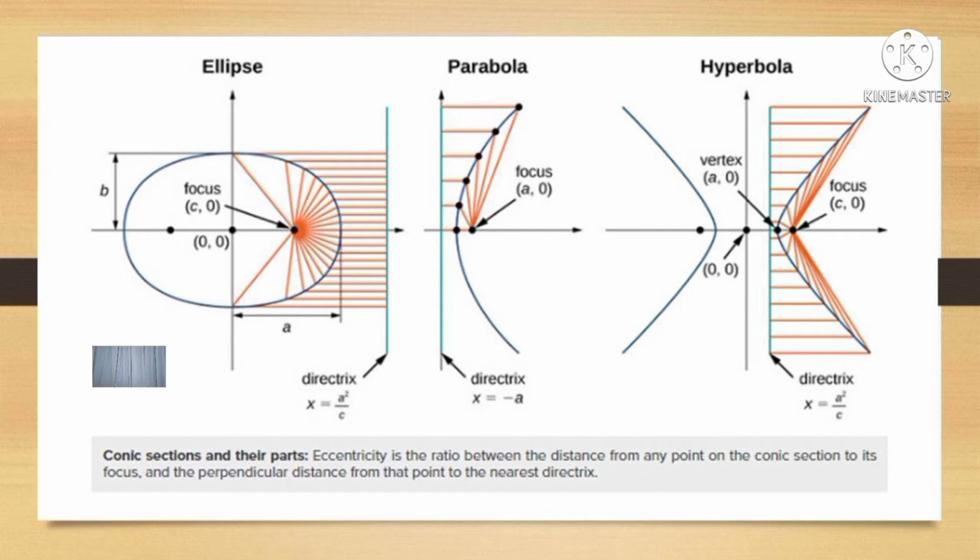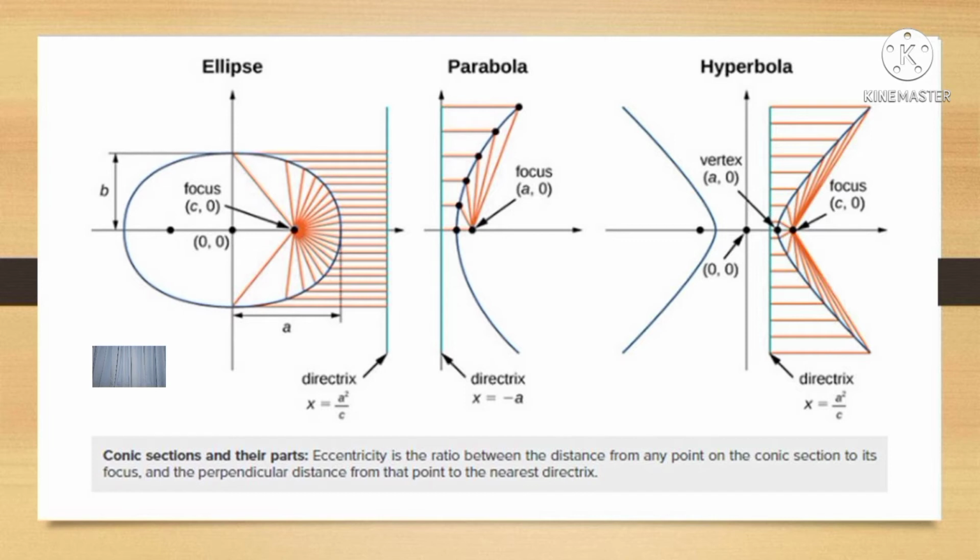Conceptualizing eccentricity from the definition of a parabola, the distance from any point on the parabola to the focus is equal to the distance from that same point to the directrix. Therefore, by definition, the eccentricity of a parabola must be 1. For an ellipse, the eccentricity is less than 1. This means that in the ratio that defines eccentricity, the numerator is less than the denominator. In other words, the distance between a point on a conic section and its focus is less than the distance between that point and the nearest directrix.